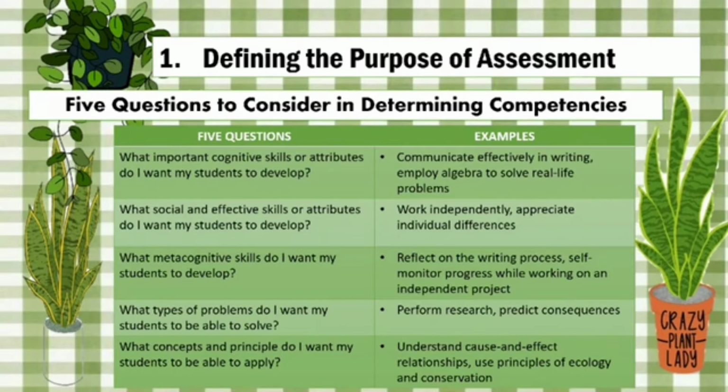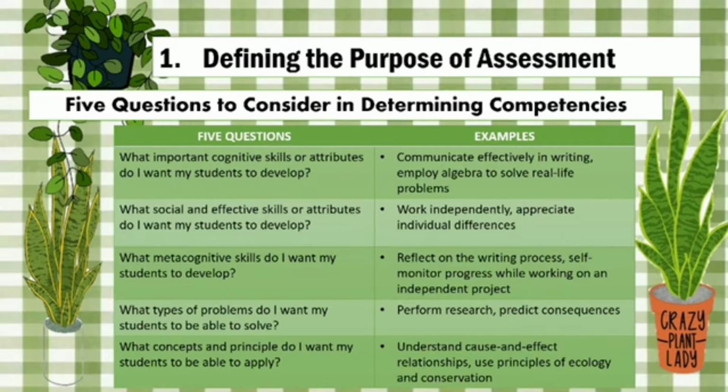Basic questions which teachers ask in determining possible learning competencies to be considered are listed below. Here are the five questions to consider in determining competencies. First, what important cognitive skills or attributes do I want my students to develop? Here's an example: communicate effectively in writing; employ algebra to solve real-life problems.